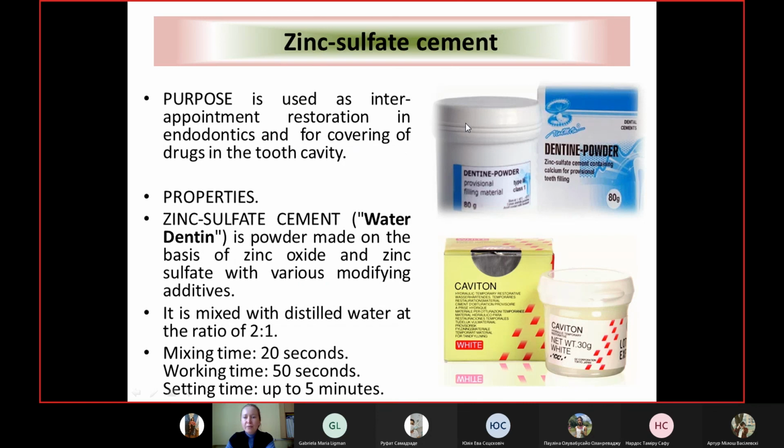Here you have this dentine powder, zinc sulfate cement. From the company JC, such a material for temporary dressing is Caviton. Dentine powder is Vladmiva, Caviton, JC company. Technique of placement.